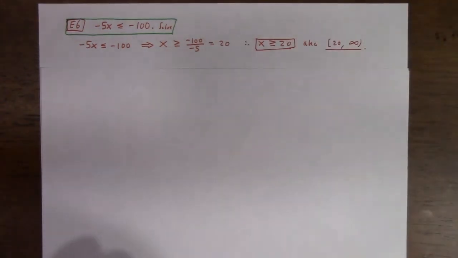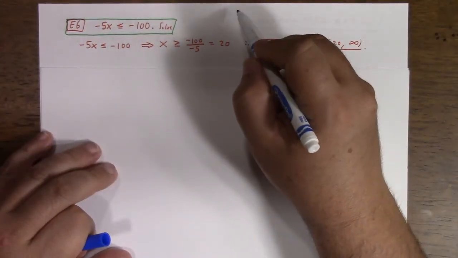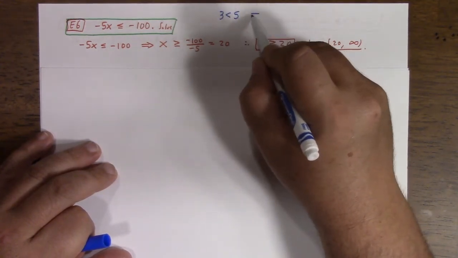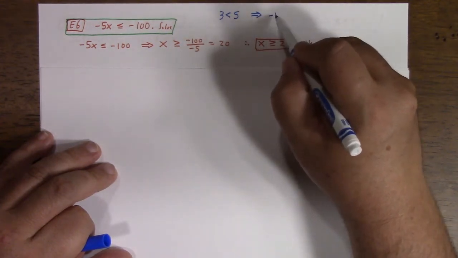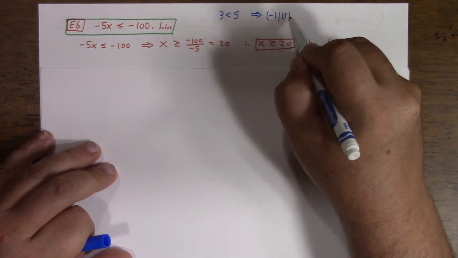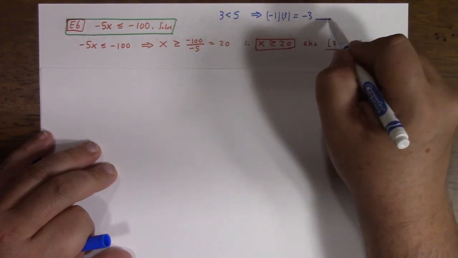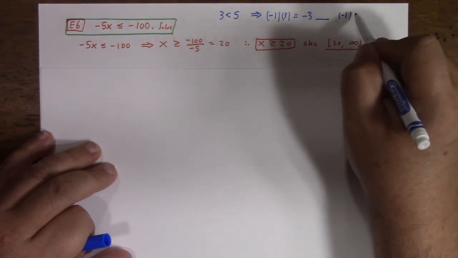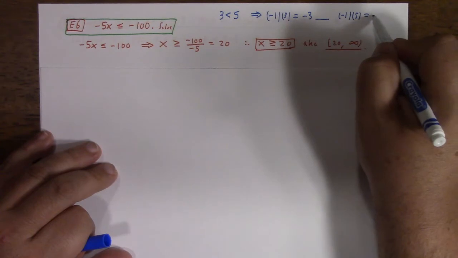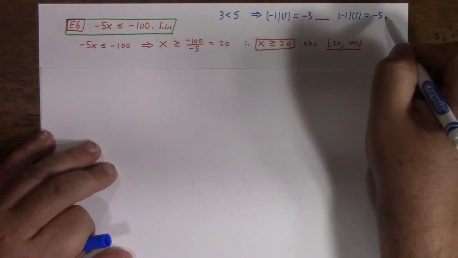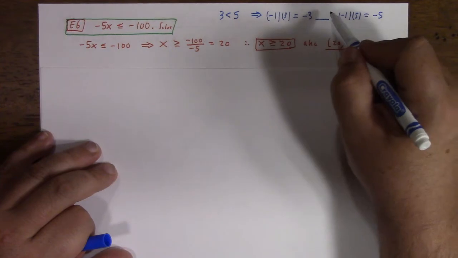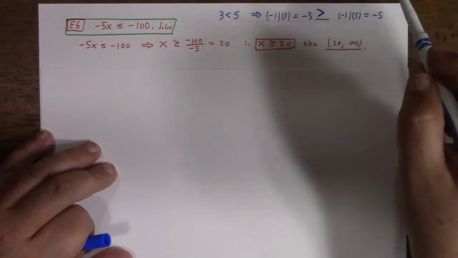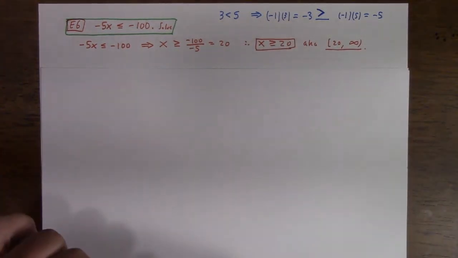You know, just again, a short reminder, why does that happen? Well, if we had 3 is less than 5, that's true, right? If we multiply by minus 1, what happens? That's minus 3, right? Fill in the blank. And minus 1 times 5 is what? Minus 5. Is minus 3 greater than or less than minus 5? Well, minus 3 is greater than minus 5. You can see by this simple example that when we multiply by a negative number, we have to flip the inequality.